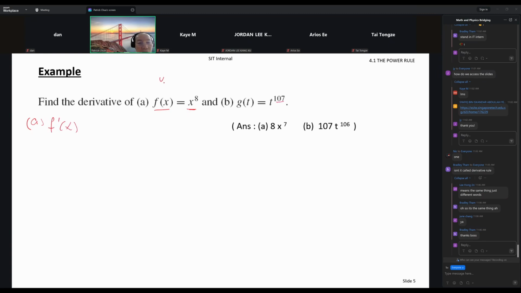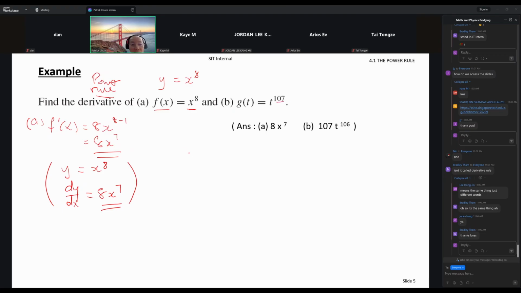Or you can say y is equal to x to the power of 8. So what's dy/dx? Using the power rule, you bring the 8 to the front, times x to the power of 8 minus 1. So it would be 8 times x to the power of 7. Using the power rule. Or this is the same as y is equal to x to the power of 8, dy/dx, which is the same as f prime of x, is equal to 8x to the 7. Same.